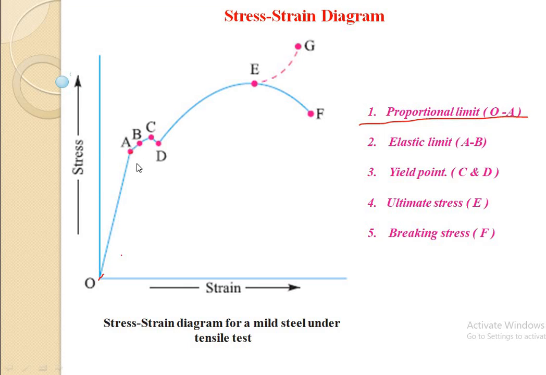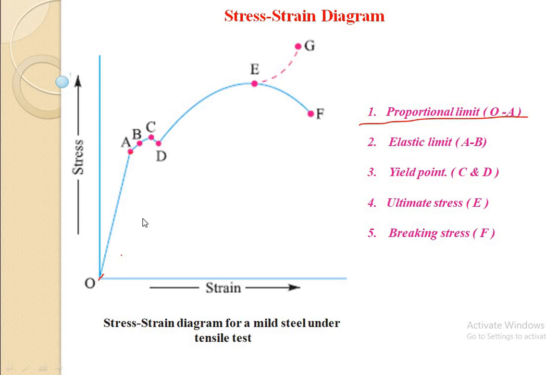Now A to B is the elastic limit. Up to point B, the material is in the elastic stage, meaning when we remove the load, the material will regain its original shape. That is known as the elasticity of the material. So up to point B the material is within the elastic limit, but up to point A it follows the proportional limit, that is Hooke's law. From point A to B, though it is within the elastic limit, it does not follow Hooke's law.